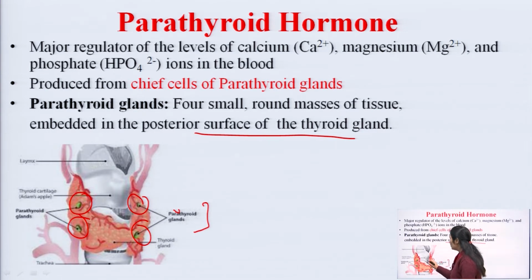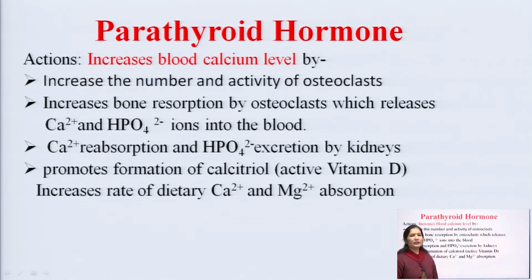So, these 4 small round masses of tissue embedded in the posterior surface of the thyroid gland are the parathyroid glands, and they cause the increase in blood calcium level, and the hormone is produced from the chief cells of the parathyroid gland. So, going further, parathyroid hormone increases blood calcium level.